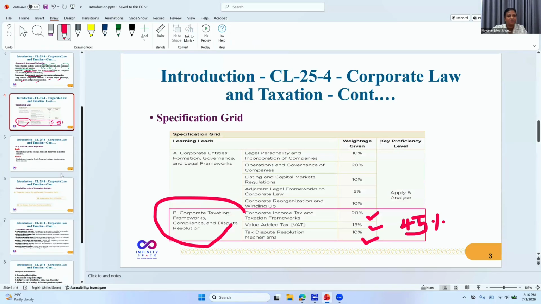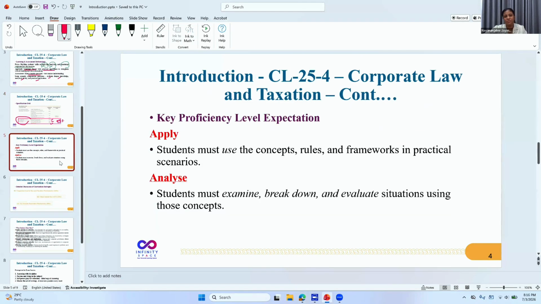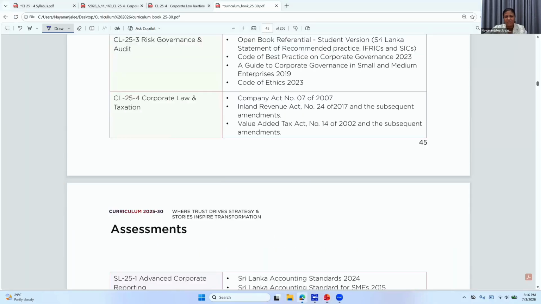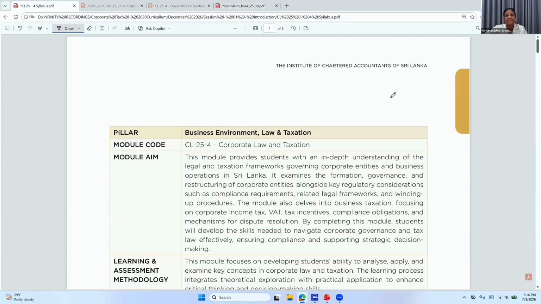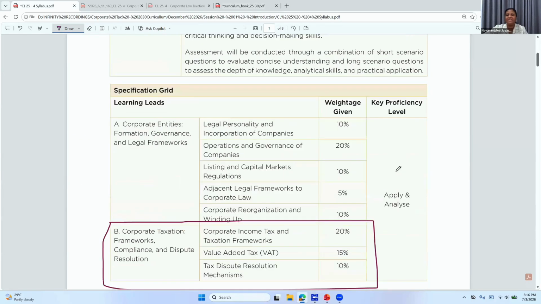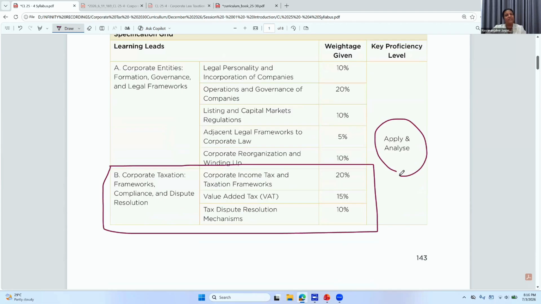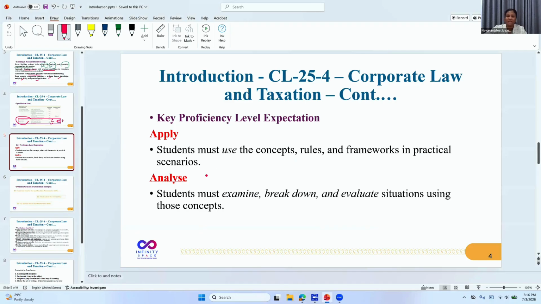Here, next I need to come to the key proficiency level expectation. This has been mentioned in your syllabus, the key proficiency levels given here. What is that? Apply and analyze. Not just mere writing of the theory. You have to apply and analyze.